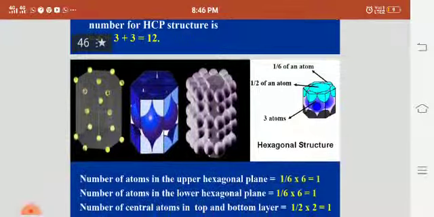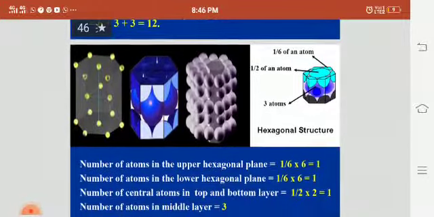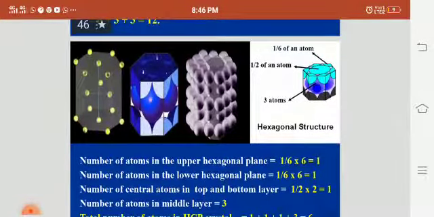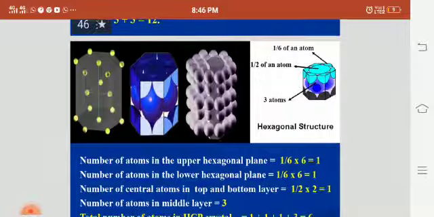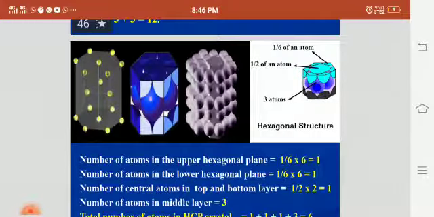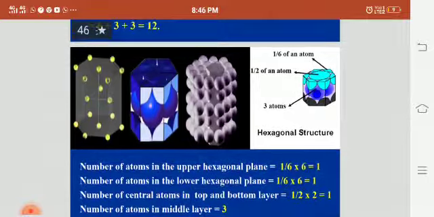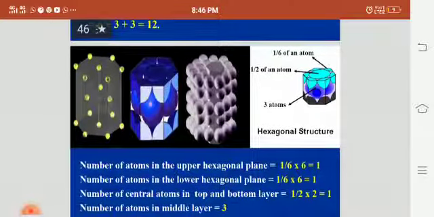Then for the HCP structure, the number of atoms per unit cell. In the upper hexagonal plane there are 6 corner atoms, each shared by 6 other unit cells. So 1 by 6 into 6 is equal to 1. The number of atoms in the lower hexagonal plane is the same as the upper layer, that is 1 by 6 into 6 is equal to 1.